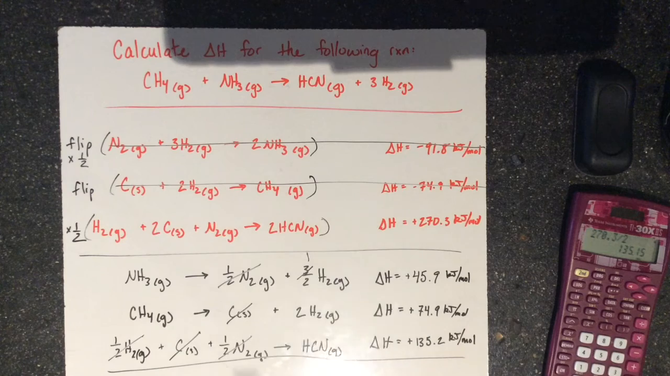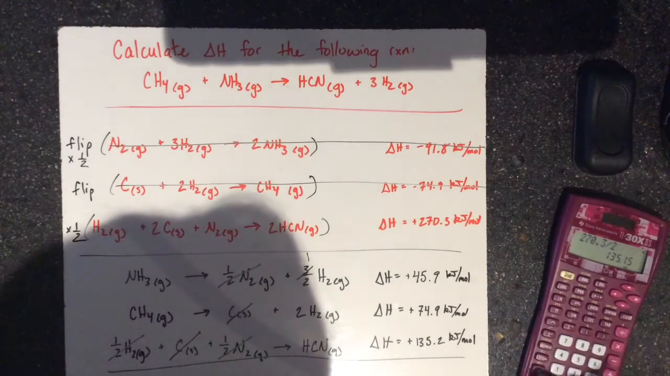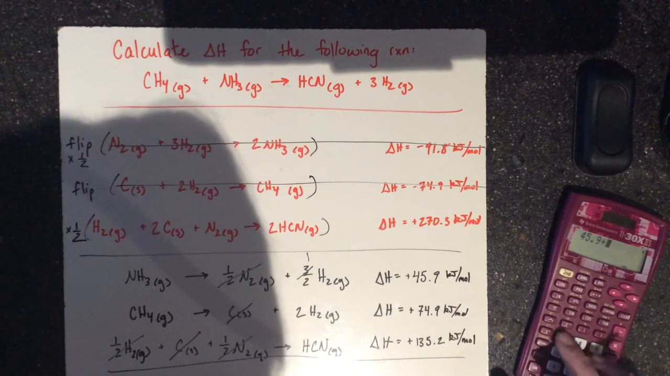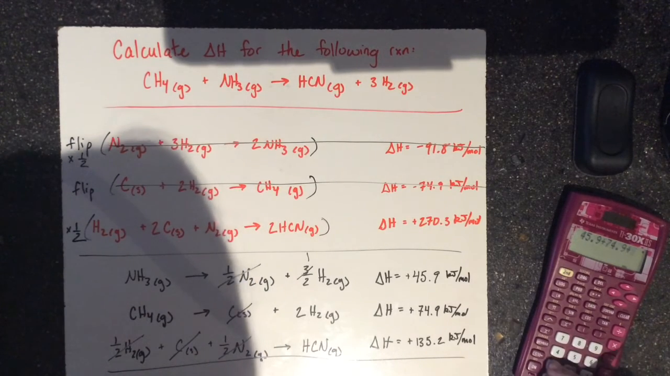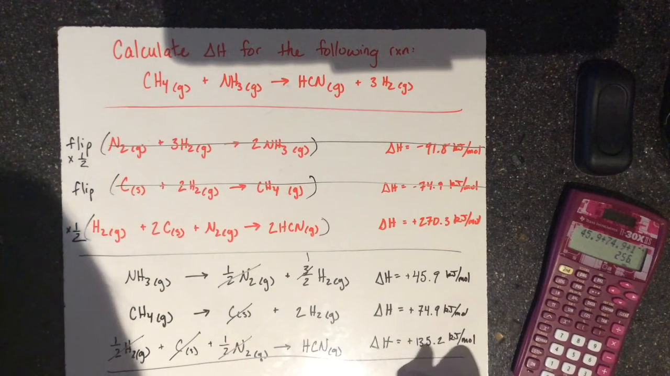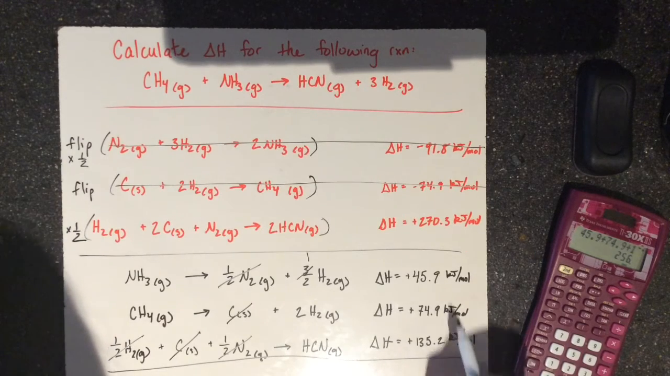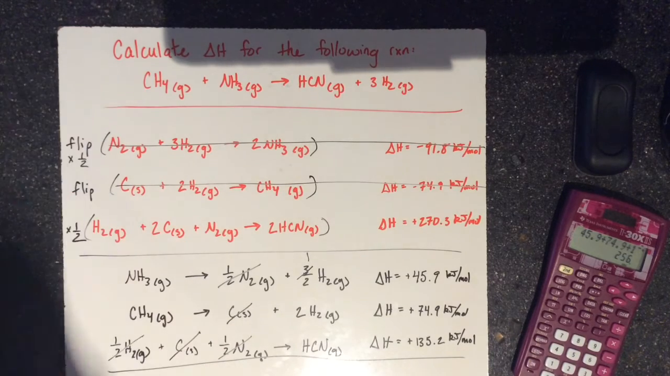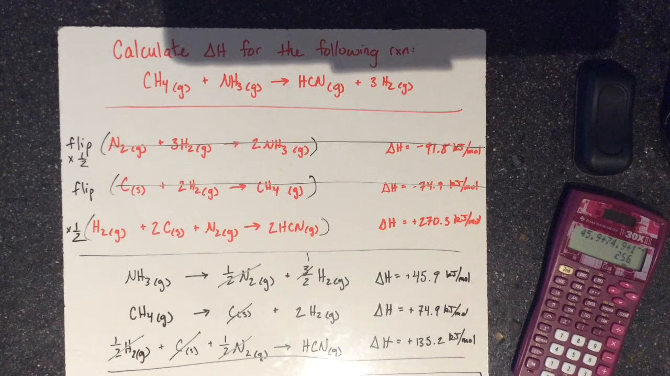Which means I know I have exactly what I need from these reactions, which means all I need to do is add my 3 delta H's together, and I'll get my overall delta H for the reaction. So I have positive 45.9 plus 74.9 plus 135.2. That's going to give me 256 exactly, but with significant figures, I need 1 after the decimal, so 256.0 kilojoules per mole is my final answer for calculate delta H for the following reaction. So delta H is positive 256.0 kilojoules per mole.